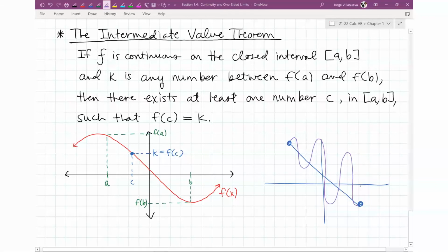And in order for those 2 dots to be connected, it has to go from here to here, doing whatever the heck it wants to do. But at some point, it's going to touch the x-axis. At least how many times? At least once. Okay, at least one time. That's why this right here. It could be more than one, but at least once.